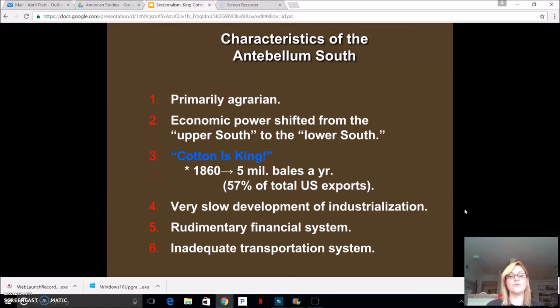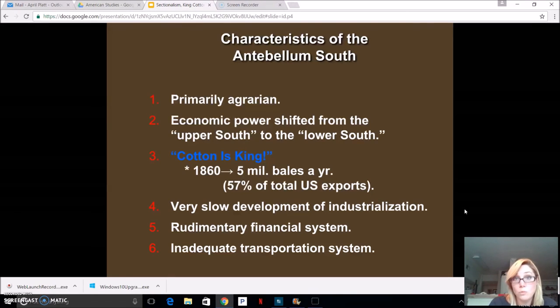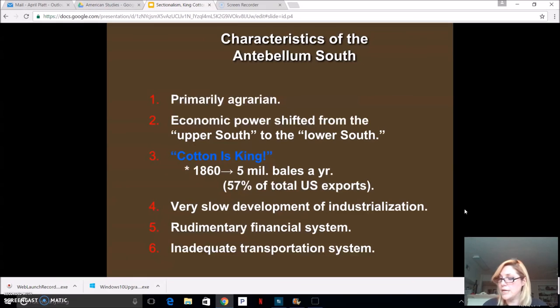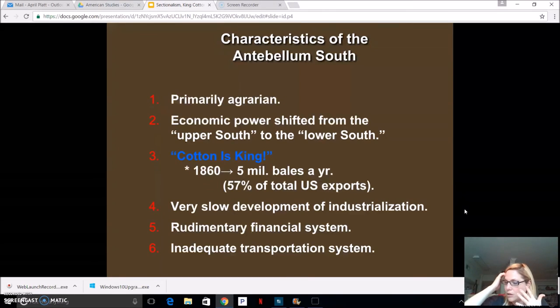So, characteristics of the antebellum South. It is primarily agrarian. I know I keep saying this, but the fact that the South was agrarian is a key factor in pretty much all causes of sectionalism and eventual war. Because of this, the real powerhouse of the South shifted from Virginia to South Carolina when it became clear that raw cotton was to be the state's and the region's essential product. It became a cash crop, right?